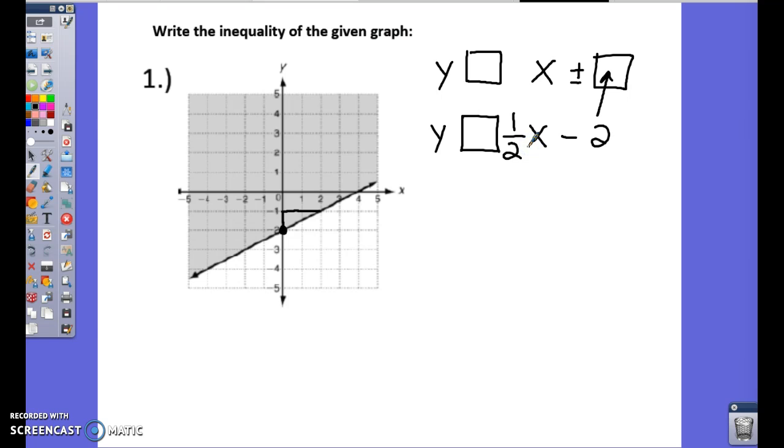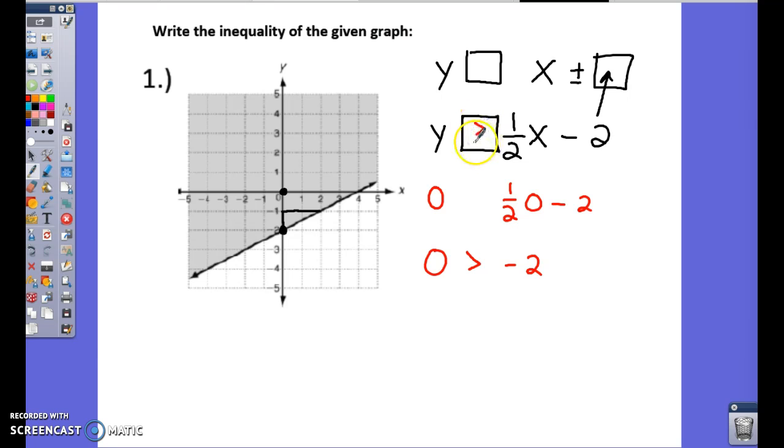The only thing left to determine now is the inequality sign. Okay, well, since the side that contains (0, 0) is shaded in, I know (0, 0) has to be a solution. So I'm going to go ahead and just guess here and see. If I put 0 in here, I'd end up with 0 on this side and -2 on this side. So 0 is actually greater than -2. So that's what my symbol is going to be right here.